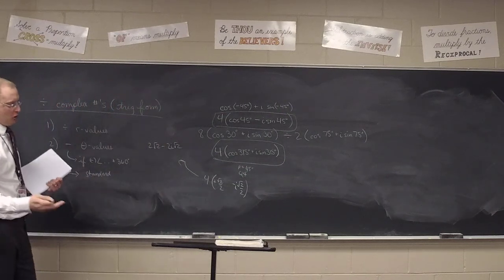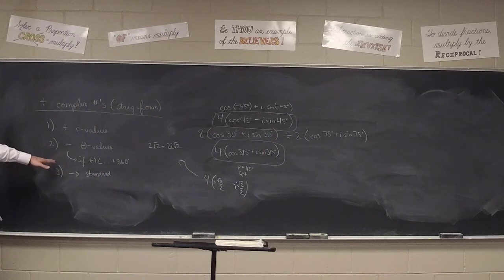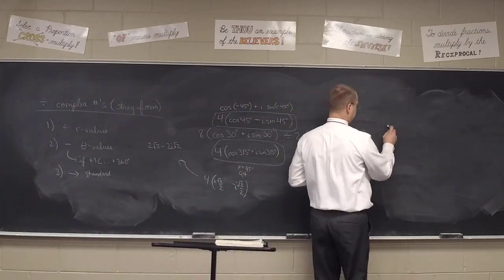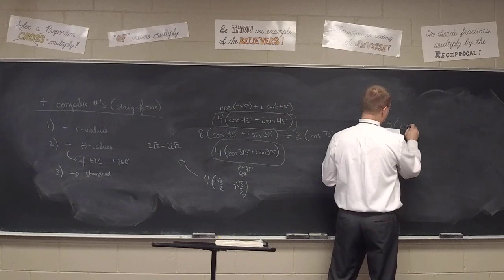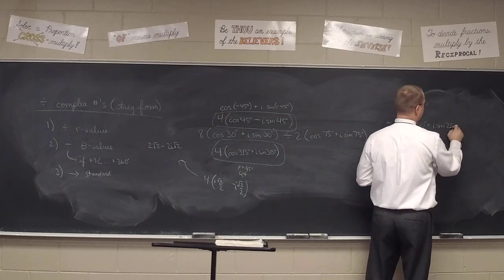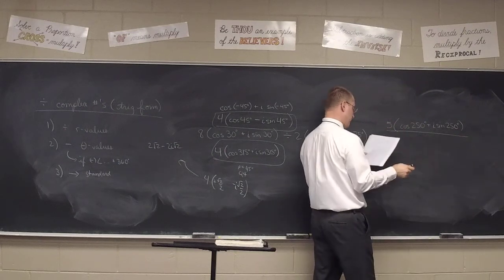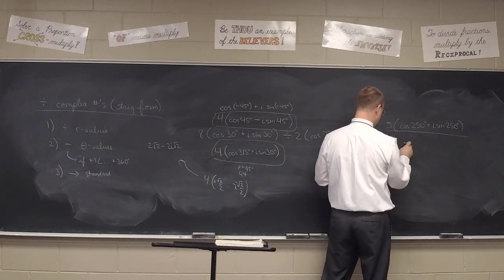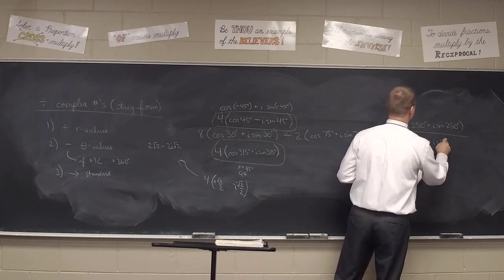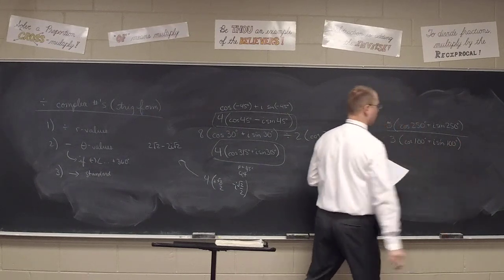All right. Again, you pick which one you feel better with. No problem using negative angle identities, no problem adding 360. It's your call, which one you feel more comfortable with. And then sometimes you get annoying ones like these. 5 times the cosine of 250 degrees plus i times the sine of 250 degrees. I'm going to show it with the fraction bar this time just for fun. Divided by 3 times the cosine of 100 degrees plus i times the sine of 100 degrees.